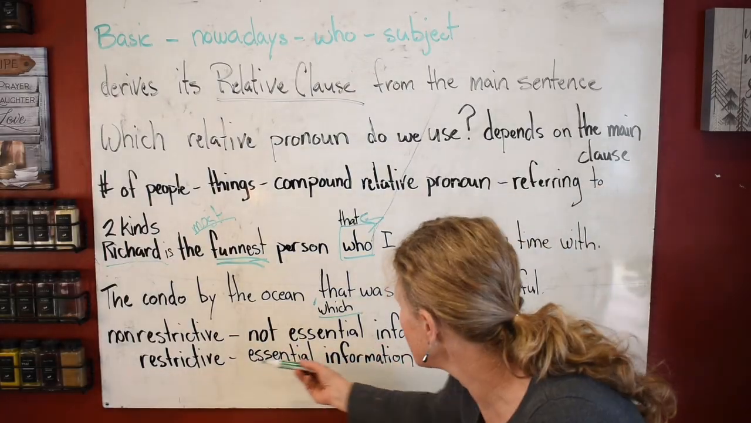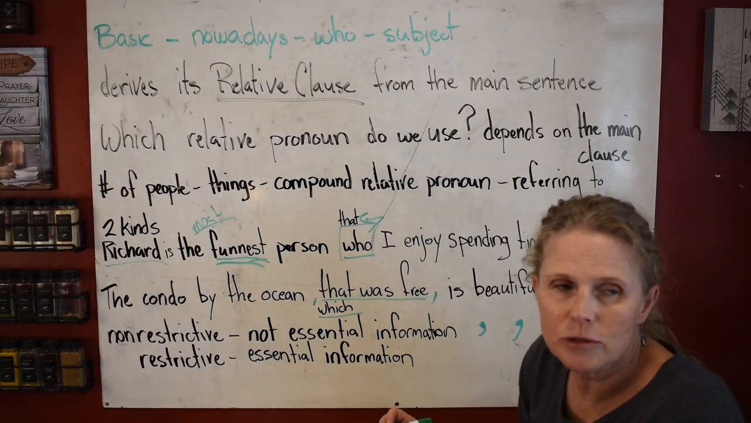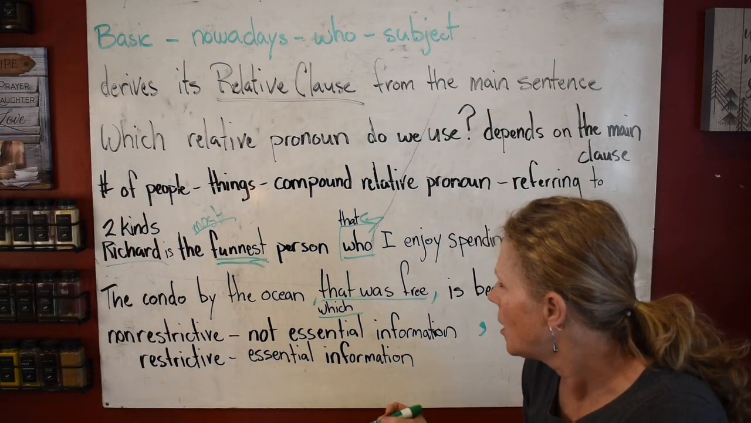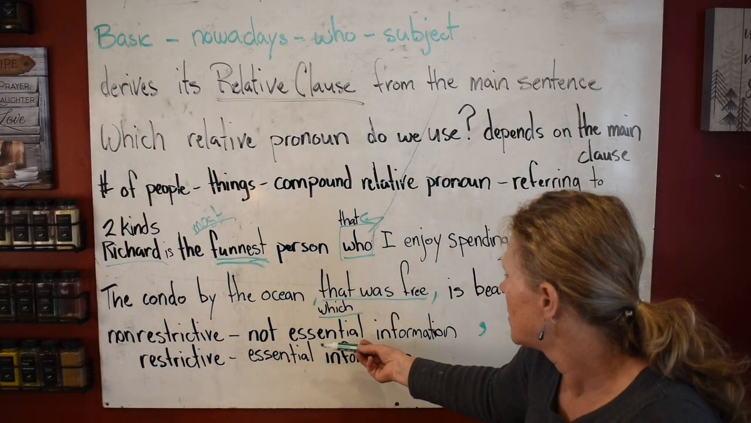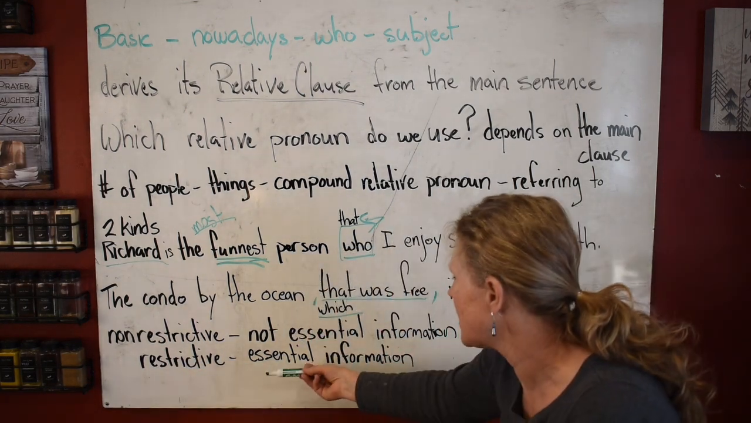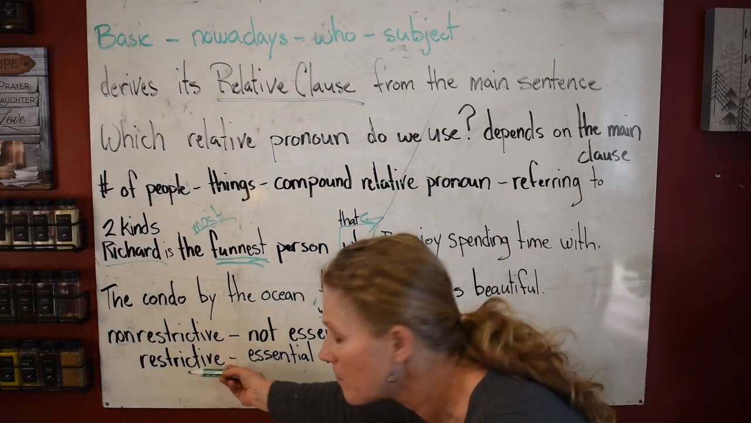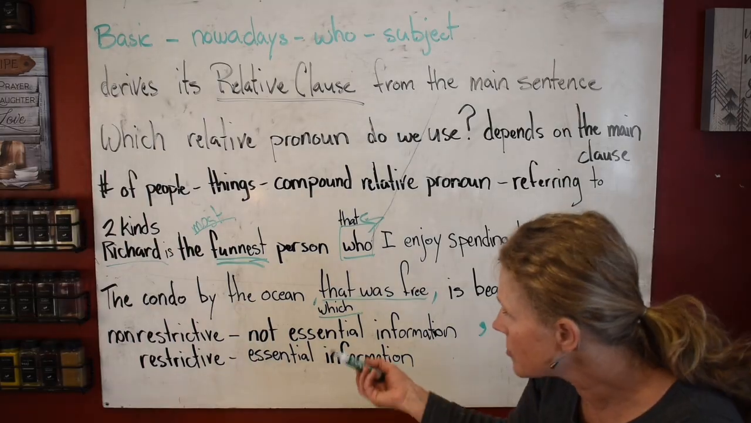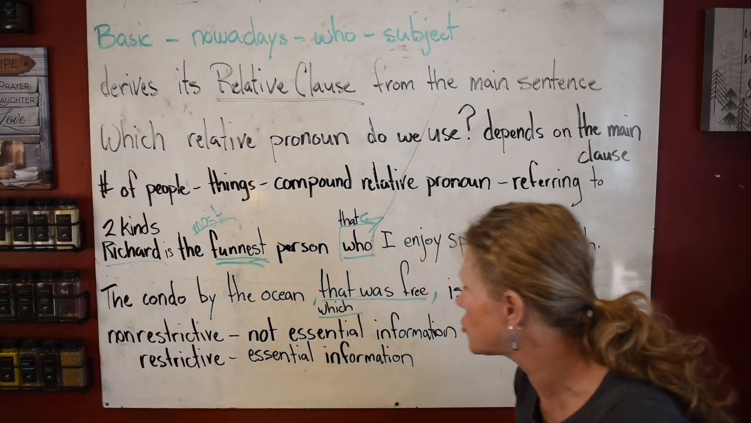Restrictive. It's restrictive because this right here, that was free, is absolutely essential information. So basically, non-restrictive is the same as saying not essential. Restrictive is the same as saying essential information. And you're going to see this all of the time. Is it non-restrictive or restrictive? Or people will say, is it not essential or is it essential?